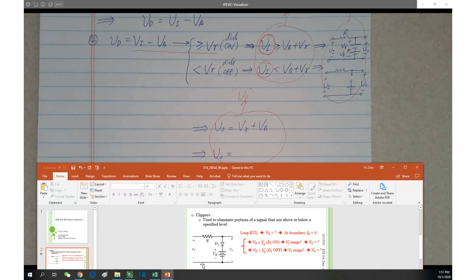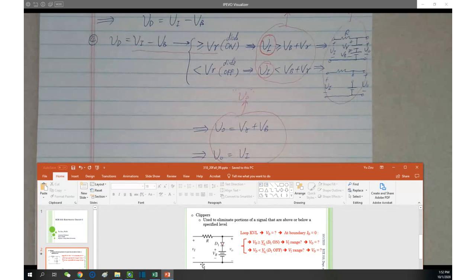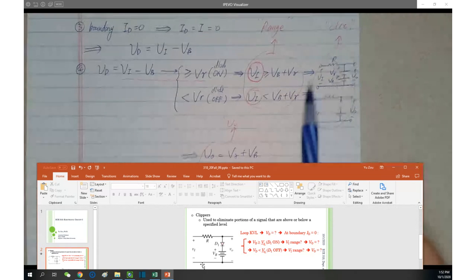Then what is the V naught when the diode is off? Remember, when you are looking for the V naught, what you are watching is the circuit, nothing else. Now you have a circuit, so just focus on the circuit rather than anything before it. In the circuit, what is V0? It'd just be VI. Excellent. Done. What I said: range, circuit, V0. Done.